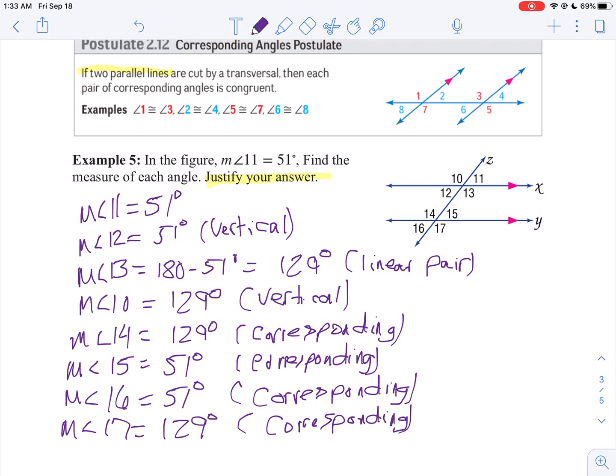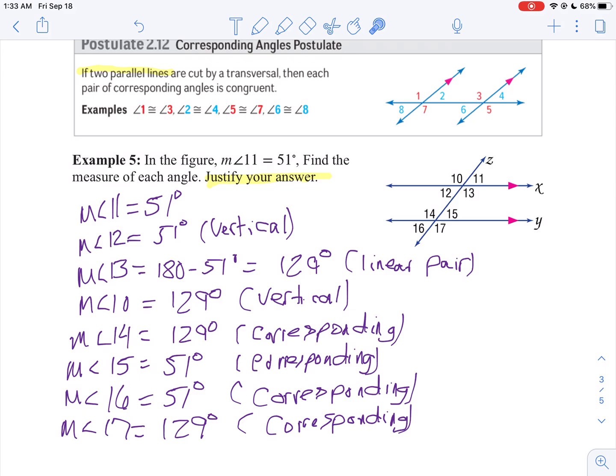You can actually see for this example, we can take a look at the relationship between the other pair of angles. Let's take a look at alternate interior angles, 12 and 15. How do 12 and 15 compare? They're the same. 13 and 14 are corresponding. Notice they're the same. So alternate interior angles are congruent if the lines are parallel. How about alternate exterior angles? 10 and 17. Well, 10 was 129 degrees, 17 was 129 degrees. So the alternate exterior angles are congruent.